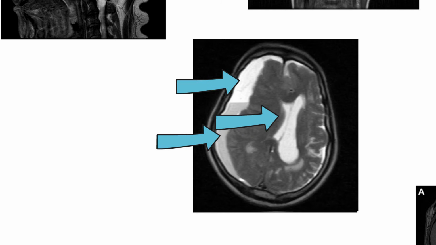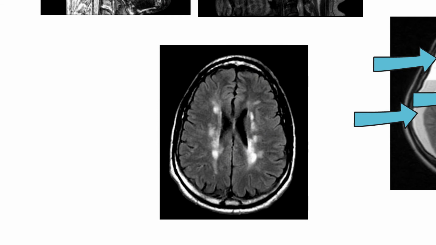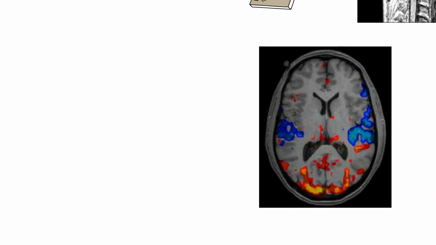Multiple sclerosis is a demyelinating disease, so it affects the white matter of the brain. In this image, we can see the highlighted area along the white matter tracts of the parietal and frontal lobes. fMRI can image the brain at work.